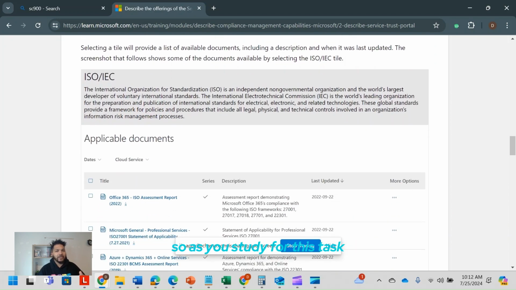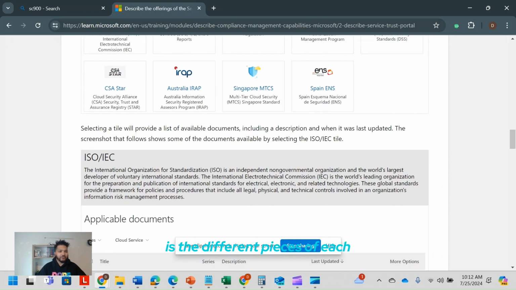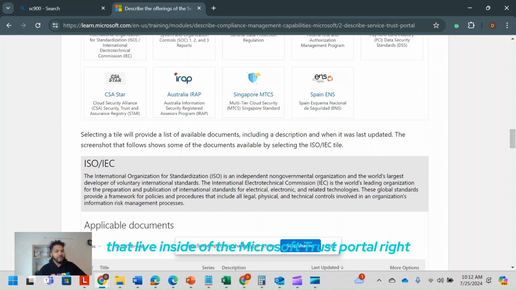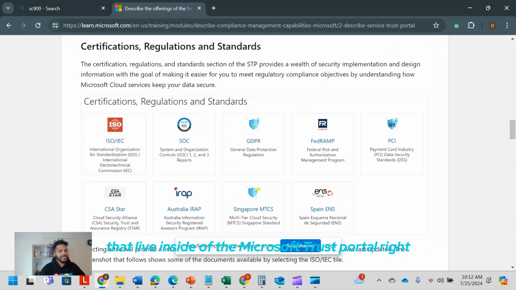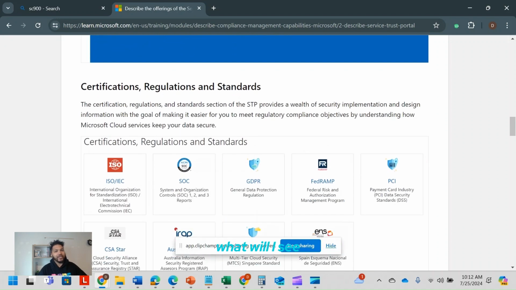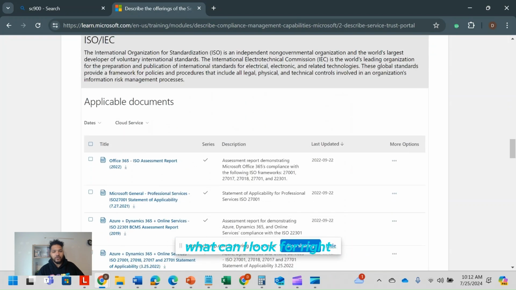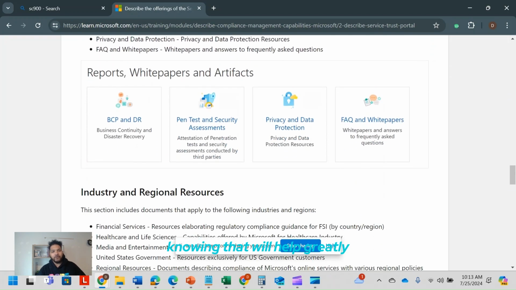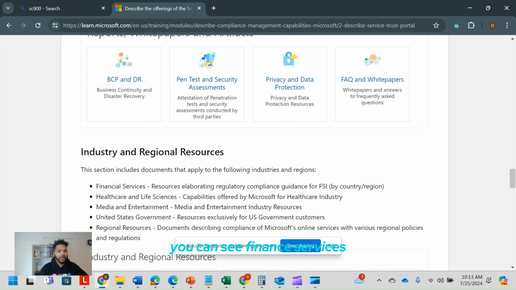So as you study for this test, what I would definitely understand is the different pieces of each that live inside of the Microsoft Trust Portal, right? And so that way you can know, hey, if I go into certifications, regulations, and standards, what will I see? If I go into the reports and white papers, what can I look for, right? Knowing that will help greatly. The different industry and regional, you can see financial services, healthcare and life sciences, media, government, and then regional resources, right?